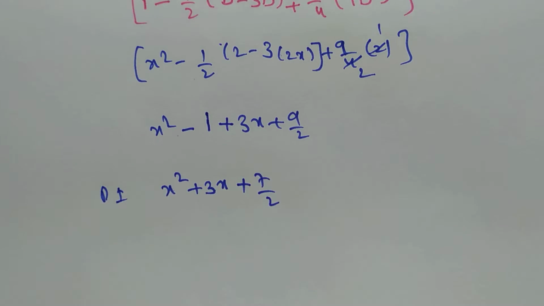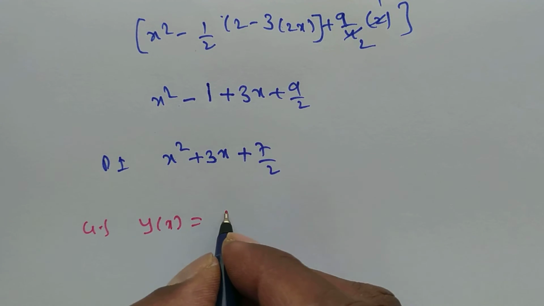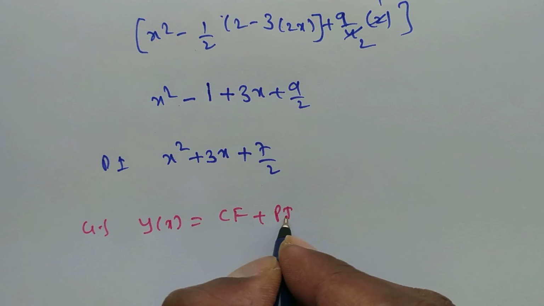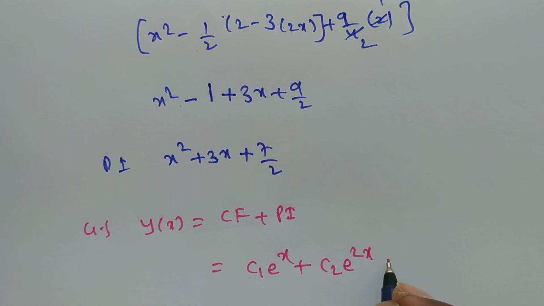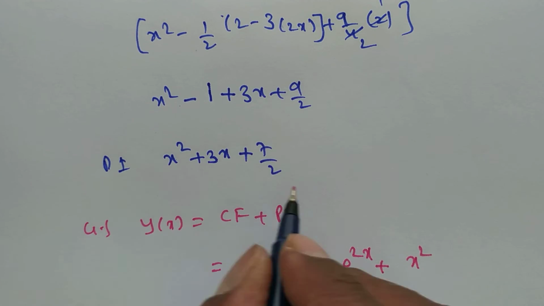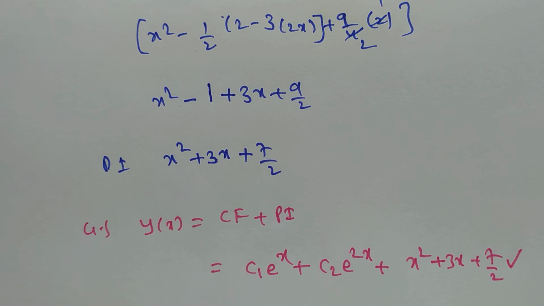Hence, the general solution, we are denoting with y of x, is equal to complementary function plus particular integral. That is c1 e power x plus c2 e power 2x plus, what I have here as particular integral, x square plus 3x plus 7 by 2. So this is the final solution of the given problem. Is it clear for everyone?